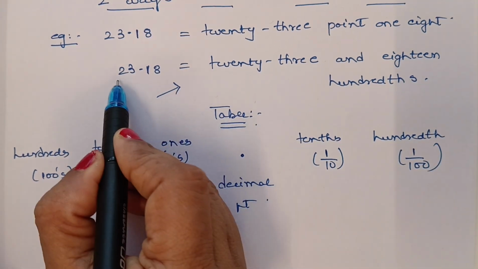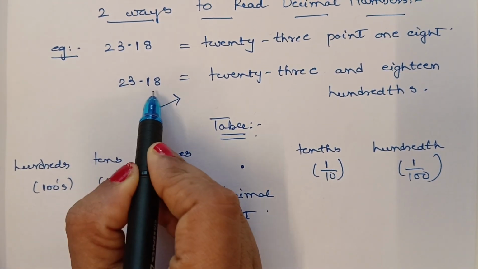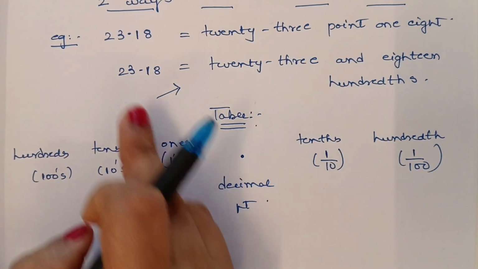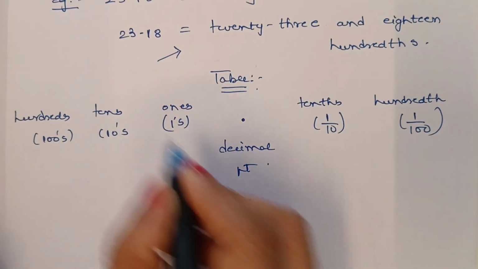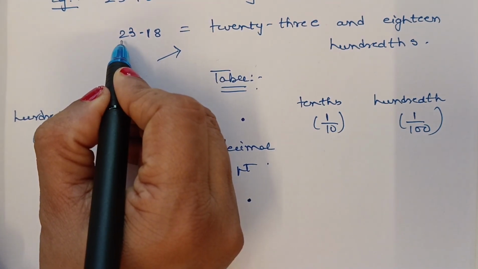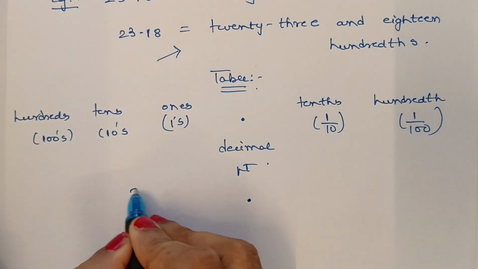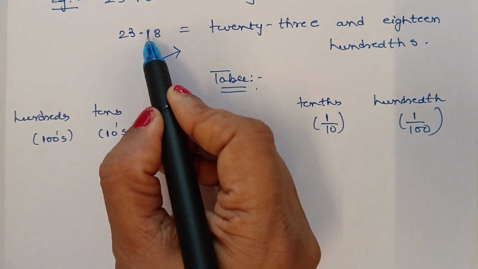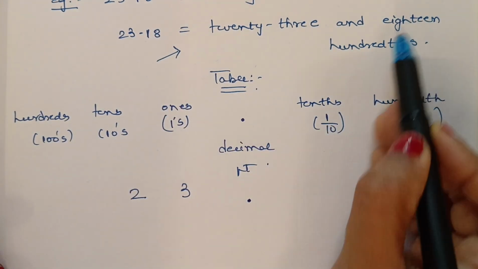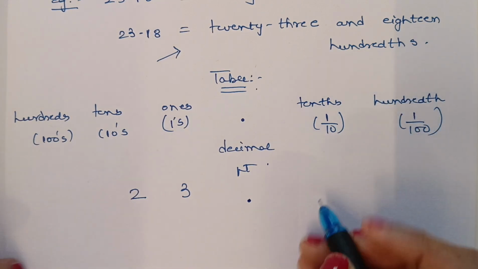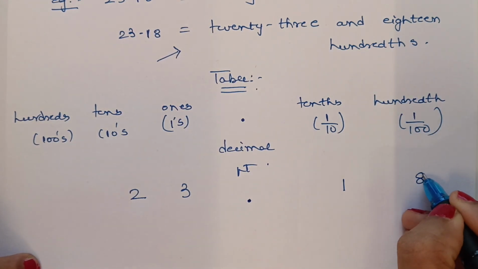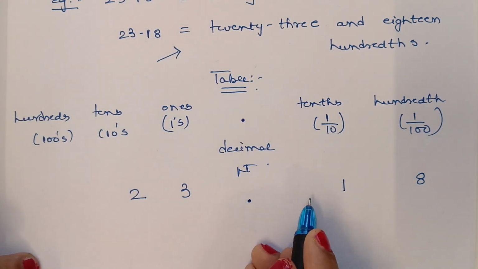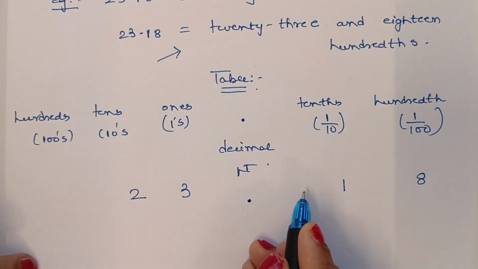Now if you want to place or position this particular decimal number in this table, how are you going to do it? First write the point over here. This is read as what? A whole number. So 23. And what is this? These are parts, fractional parts. So 18 hundredth. How will you write 18 hundredth? That is 23.18. So this is the second way of reading decimal numbers.